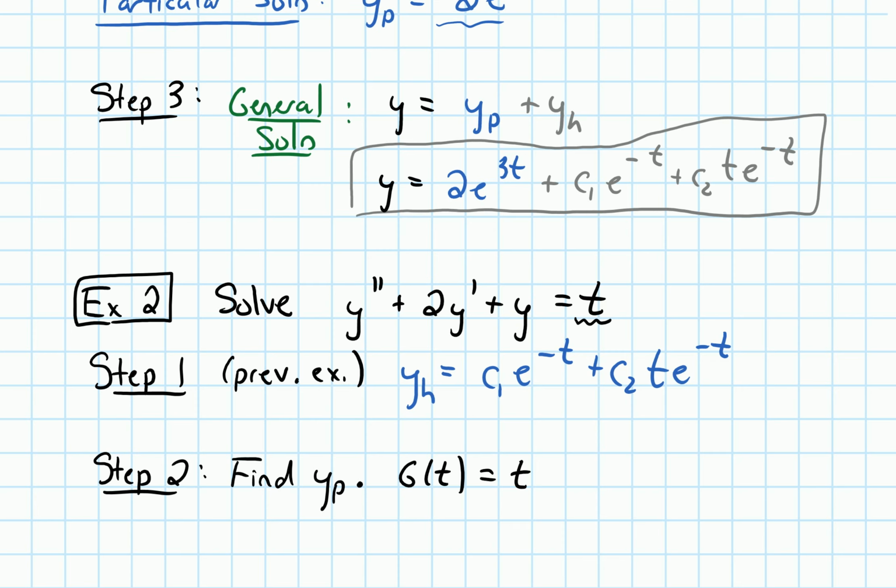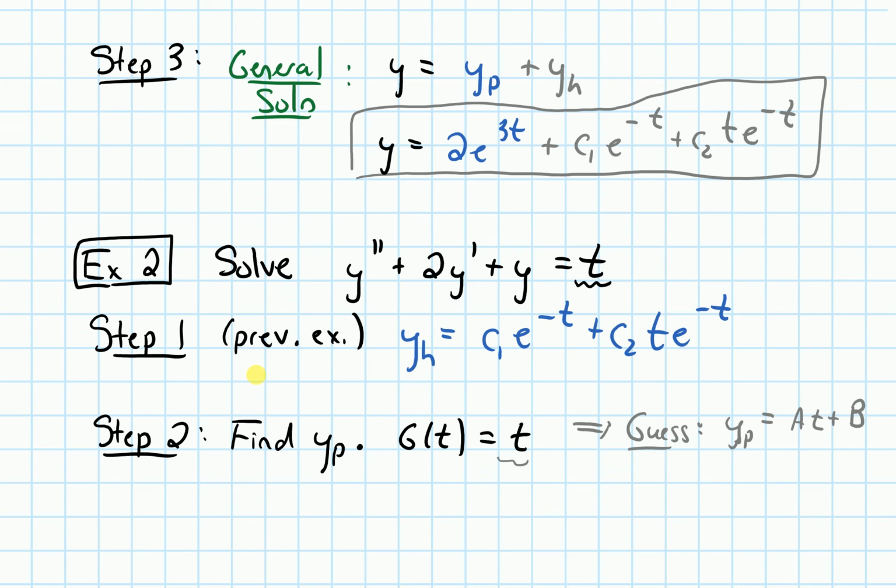And based off of that, now let's form a guess. So our guess here is going to be y sub p. The fact that this is an nth degree polynomial, in this case a first degree polynomial, means that my guess will also be a first degree polynomial, but just the most general form. So I'm going to write it as at plus b.